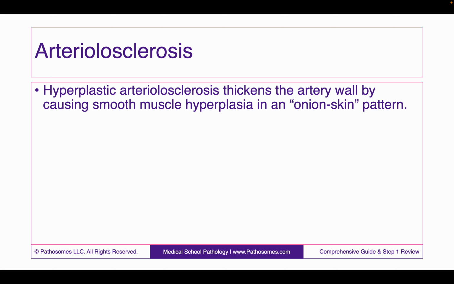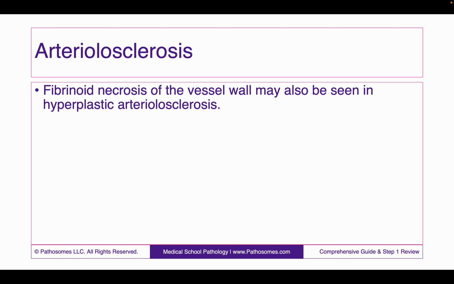Hyperplastic arteriolosclerosis thickens the artery wall by causing smooth muscle hyperplasia in an onion skin pattern. You know what that looks like. Fibrinoid necrosis of the vessel wall may also be seen in hyperplastic arteriolosclerosis.